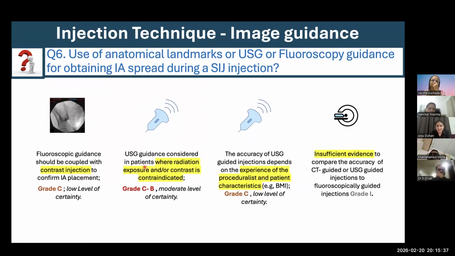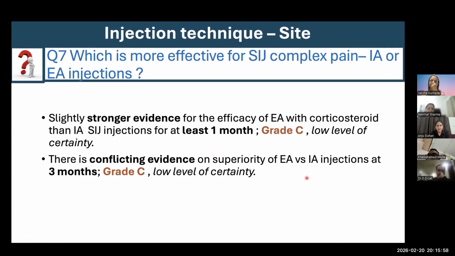Ultrasound guidance should be considered in patients where radiation exposure or contrast is contraindicated. However, its accuracy depends more on the proceduralist and the patient characteristics. There is insufficient evidence to compare the accuracy of the CT-guided or ultrasound-guided injections to the fluoroscopically guided injections.